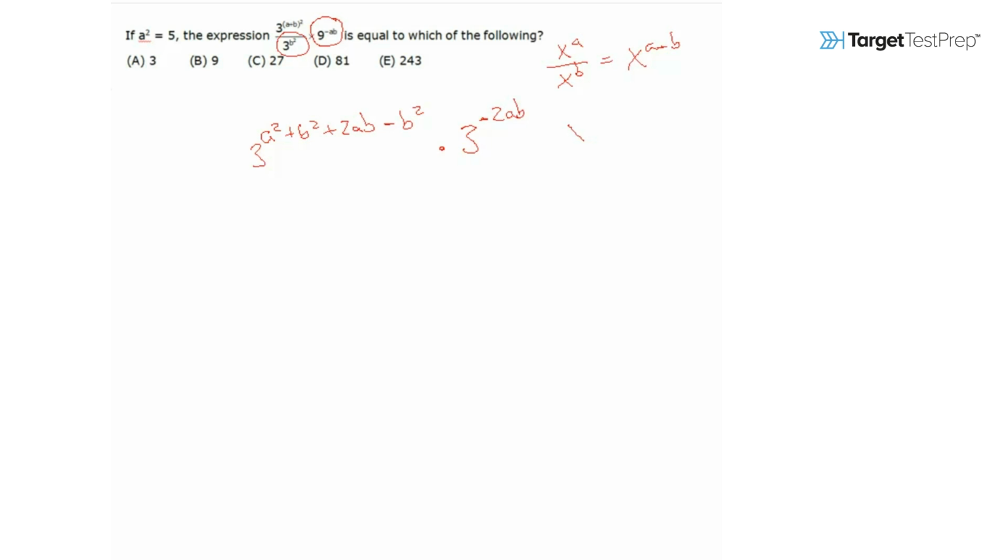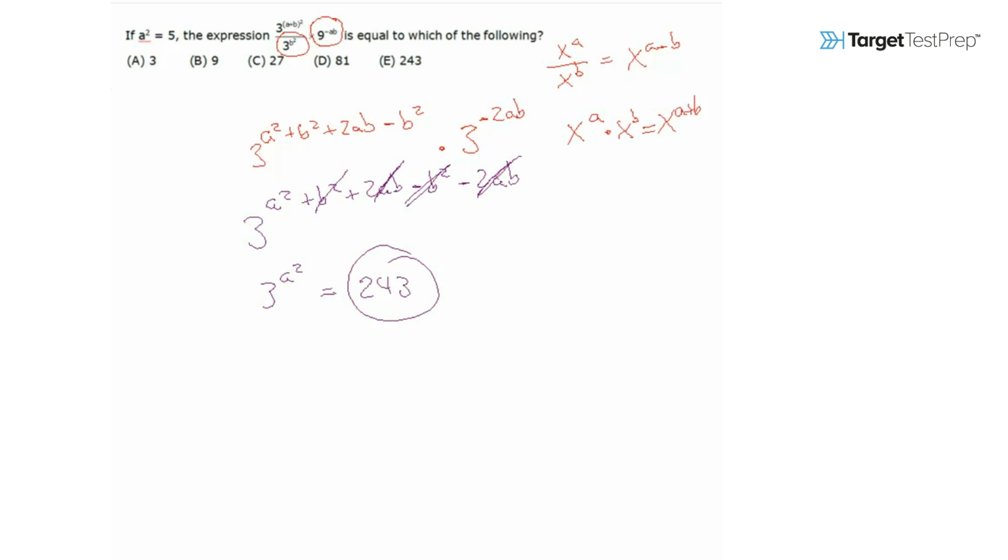Now again, one other exponent rule here is x to the a times x to the b is x to the a plus b. So when this is all said and done, we have 3 to the a squared plus b squared plus 2ab minus b squared minus 2ab. And lo and behold, we get some canceling, and we have 3 to the a squared, which is 243.